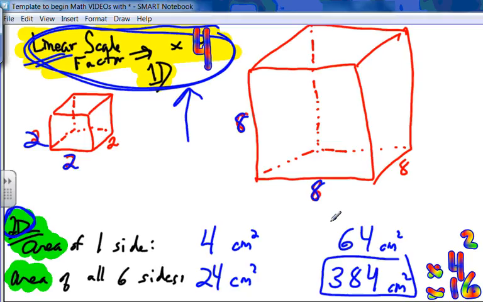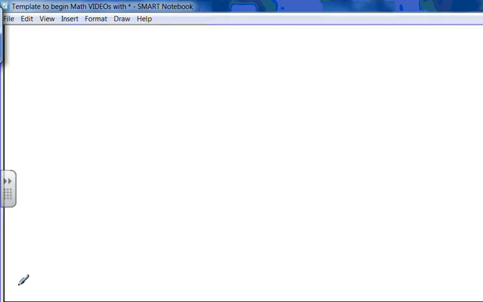Anything in 2 dimensions in the larger cube will be 16 times greater than the corresponding region of the smaller cube. In 1 dimension, everything was 4 times greater. In 2 dimensions, everything will be 4 squared times greater, or 16 times greater. And then, as you might have guessed, in 3 dimensions, it's going to be 4 cubed times greater.